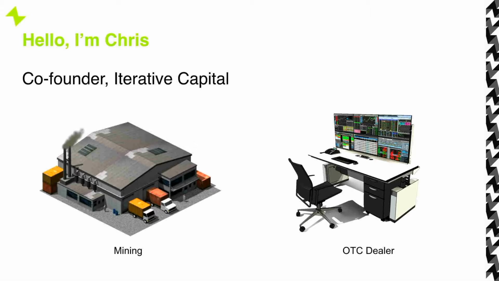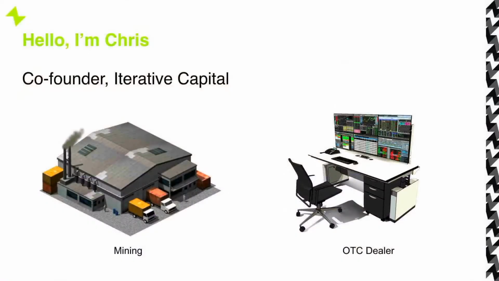So with that, if you've heard of us, Iterative Capital, it's because we are a large-scale, vertically integrated miner. We operate machines in upstate New York and in southern China. We have an OTC wholesale dealer attached, based in New Jersey. We trade roughly $500 million in notional volume every month in BTC USD, which is the most liquid pair globally.